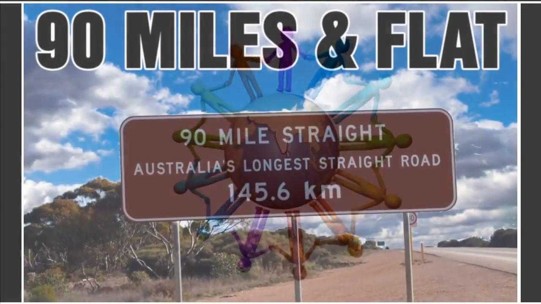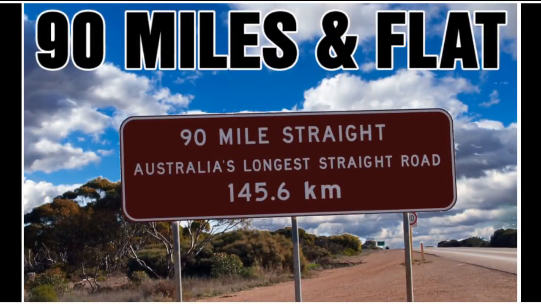Now, up next, we're going to be taking a little drive on a 90-mile straight road in Australia that has very little change in elevation. The change is about 170 feet. We'll call it 200 feet just for fun. And you can actually see the 200 feet in change.